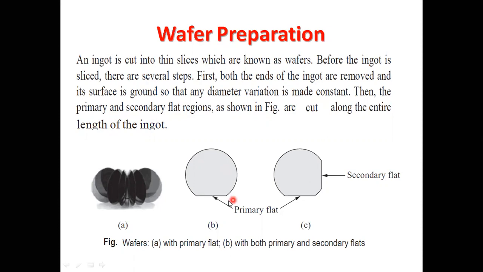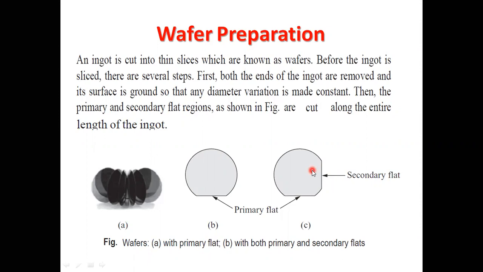You can see the primary flat and the secondary flat regions here, and this one is the ingot, and the wafers are made from the ingot that is thinly sliced. You can see this one. All these things are the slices which make the wafer, and this one is the primary flat and this one is the secondary flat. I hope this wafer preparation is clear to all of you. Now you can see here that this primary flat and secondary flat is there.